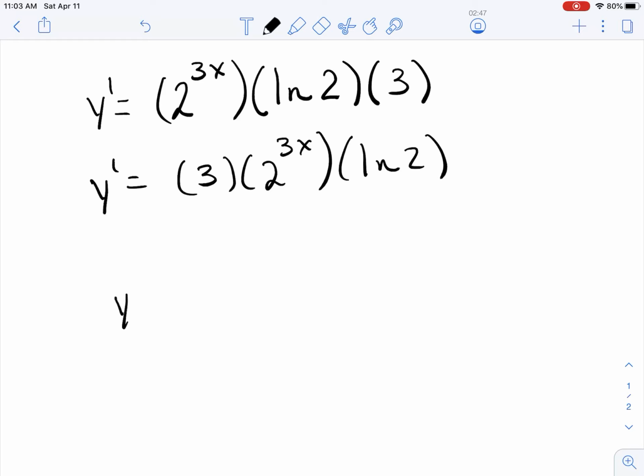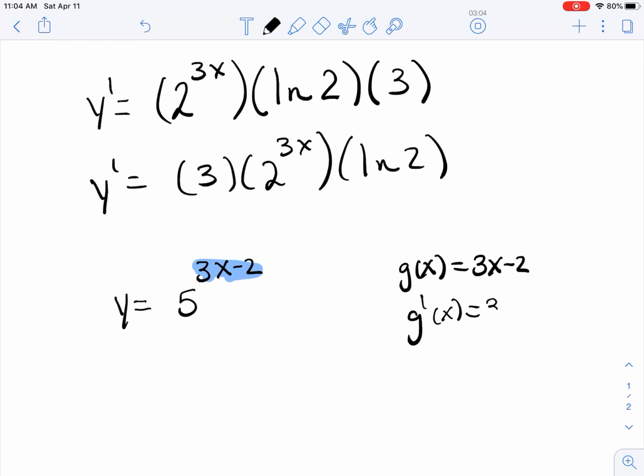Okay, look at one more example. So how about this one here? How about y equals base 5 to the 3x minus 2. Let's identify g with respect to x. And we're going to need that derivative.